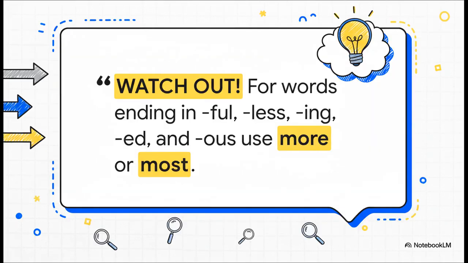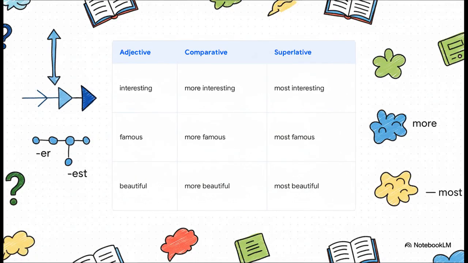Now, here's a really important detail to keep an eye out for. With certain word endings like full, less, ing, ed, or ous, you always use more or most, even if the word feels kind of short. Think of words like hopeful, boring, or famous. So an idea isn't interesting-er, it's more interesting. A person isn't famousest, they're the most famous. This simple rule just keeps longer words sounding clear and, honestly, a lot more elegant. One painting is simply more beautiful than another.